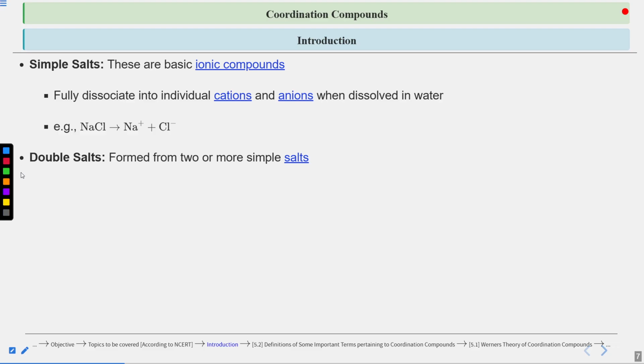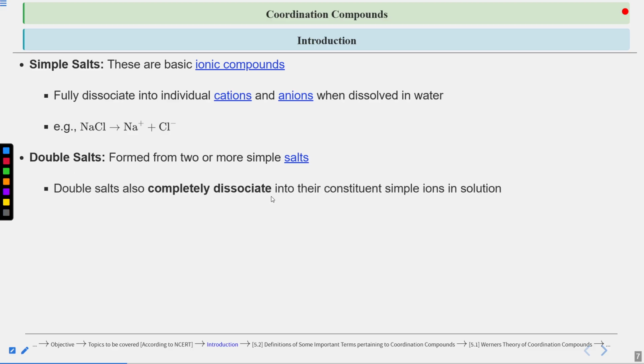Next we will talk about double salts after the simple salts. A double salt is formed from two or more simple salts. When these simple salts combine with each other, they form double salts. Double salts also completely dissociate into their constituent simple ions in the solution, which they are made up of. They lose their unique identity.